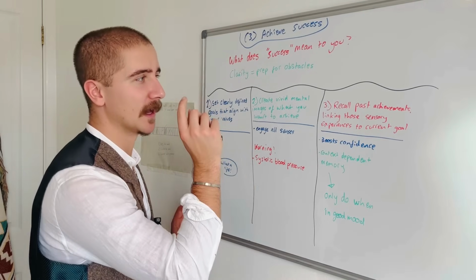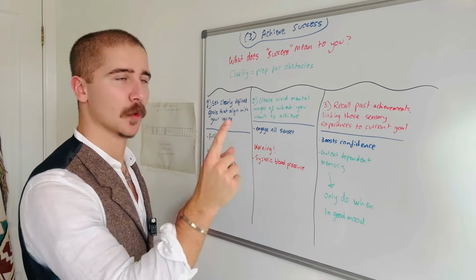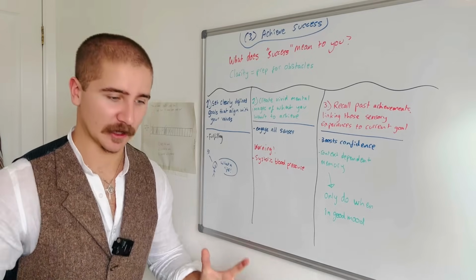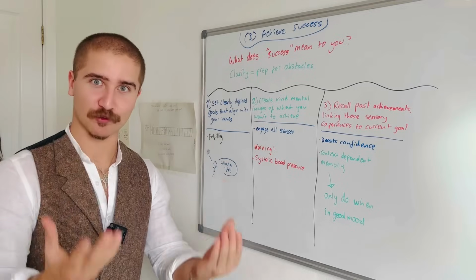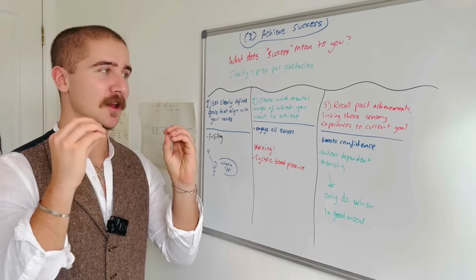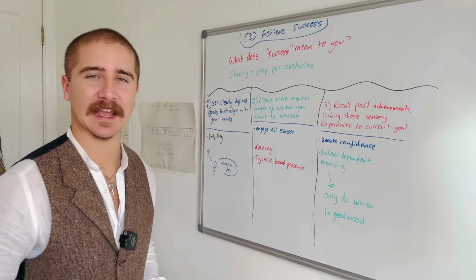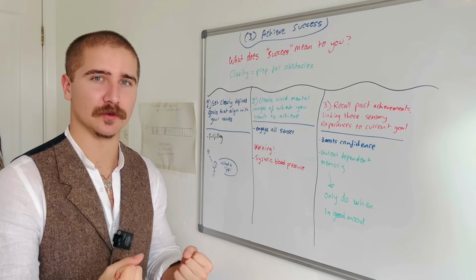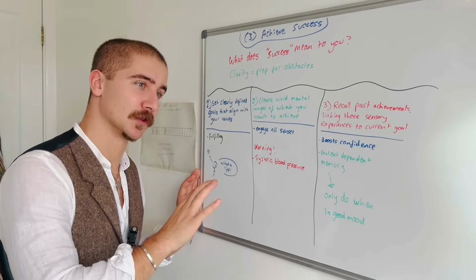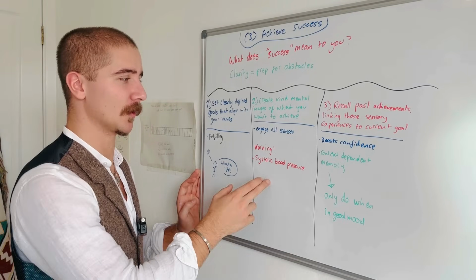Number 2, create vivid mental images of what you want to achieve. Increase the hue and the saturation and the colour of your imagined success. Engage all of your senses when you do so. You might like to do this for 2 or 3 minutes a day or just before you go to bed.